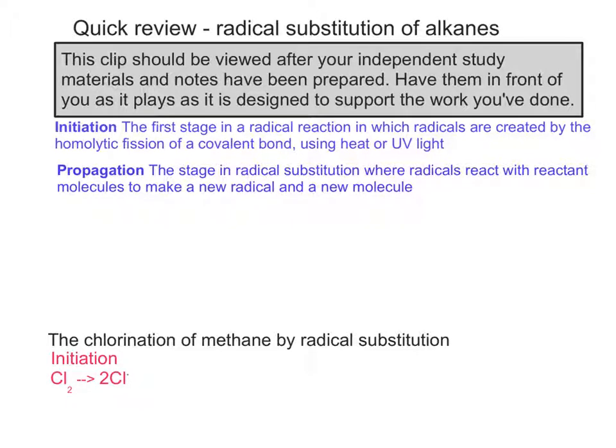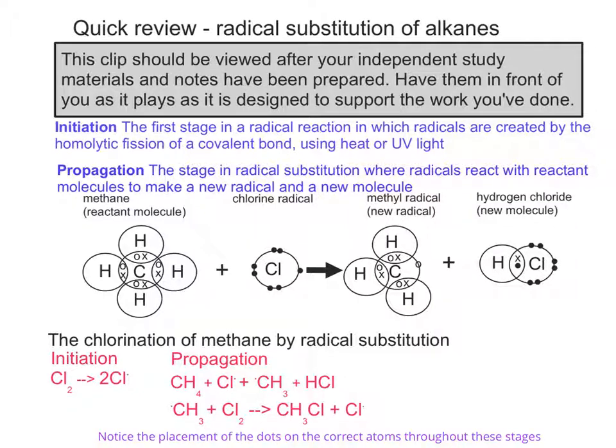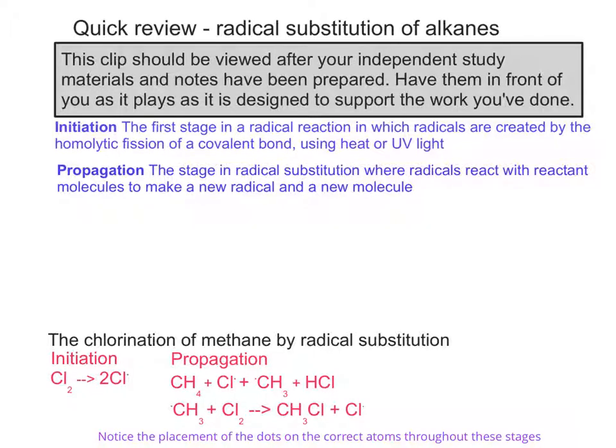So what happens next is the chlorine radicals can attack a methane molecule. So the next stage is called propagation. So what happens here is a radical attacks a molecule to make a new radical, in this case CH3 dot, or methyl radical that we talked about a bit earlier, and HCl. So propagation is actually defined as a radical attacking a reactant molecule to create another new radical and another molecule.